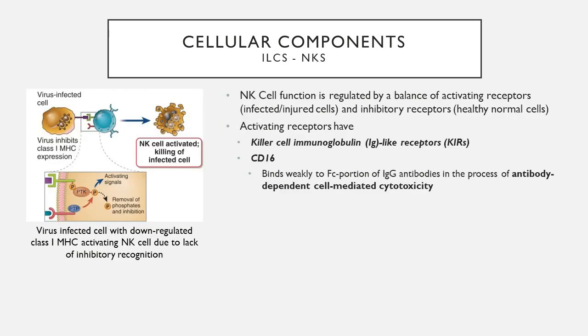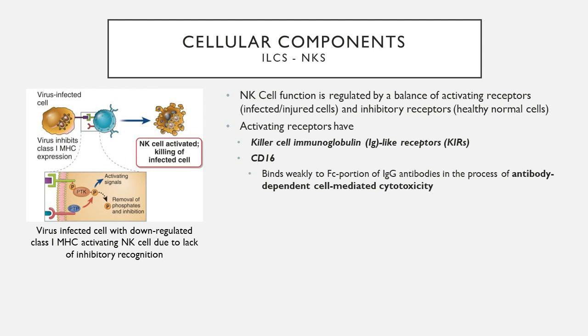Now, it's important to note that natural killer cells don't just go around killing cells. Okay, their killing action is regulated by a balance of activating receptors that sense infected and injured cells, and also inhibitory receptors, which bind to healthy normal cells. So two main classes of their activating receptors are killer cell immunoglobulin-like receptors, abbreviated KIRs, and then CD16. Now, CD16 binds weakly to the non-specific portion of an IgG antibody, okay, something we call the Fc portion, which is the stem of the Y. And we'll learn about that, I think, in Chapter 5.